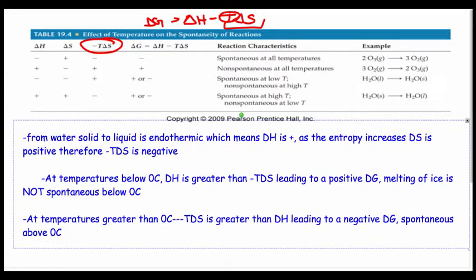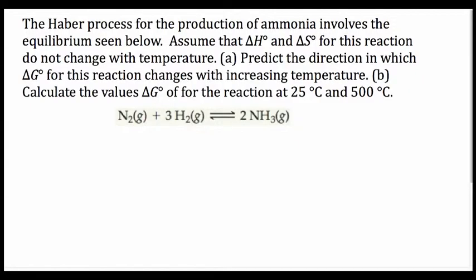All right, now for the practice problem. The Haber process for the production of ammonia involves the equilibrium seen below. We're going to assume that delta H naught and delta S naught for your reaction do not change with temperature for right now. Predict the direction in which the delta G for this reaction changes with increasing temperature. So we're going to assume that H and S are not going to change. The only thing we're changing is the T, and I want to see how that's going to change my G.